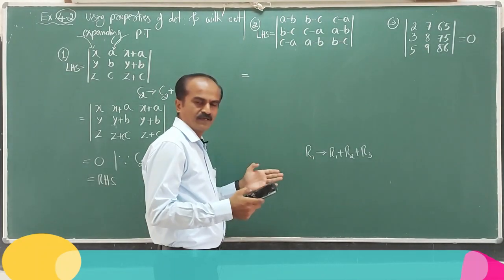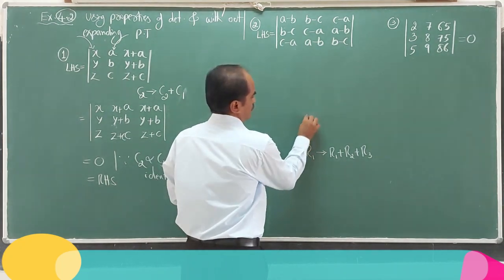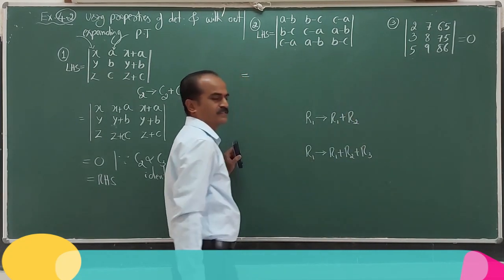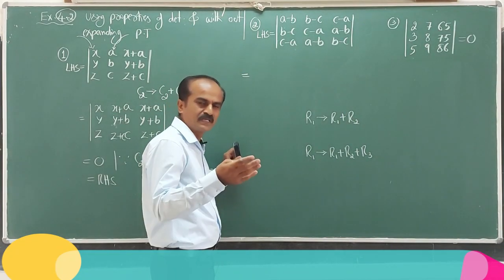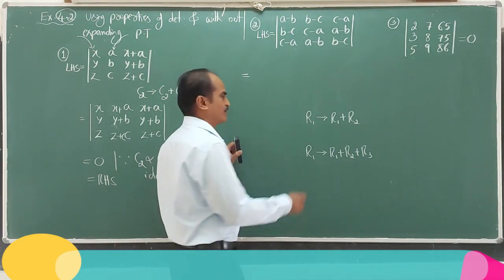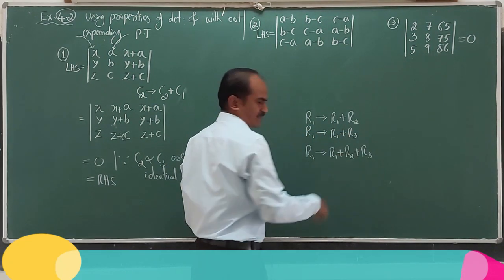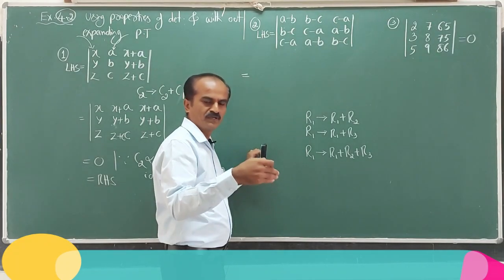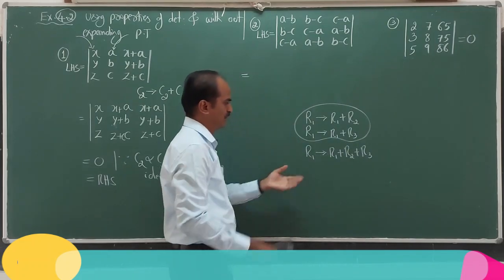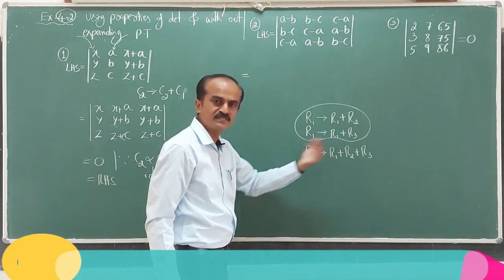Here I combined 2 row operations written as a single one. In fact, first I have to write R1 changes to R1 plus R2. That is, I am multiplying second row elements by 1, adding it to first row. Then after this, again R1 changes to R1 plus R3. For the same first row, I am adding third row elements now. Now, if we combine these two, I can write it as a single operation like this. R1 changes to R1 plus R2 plus R3.